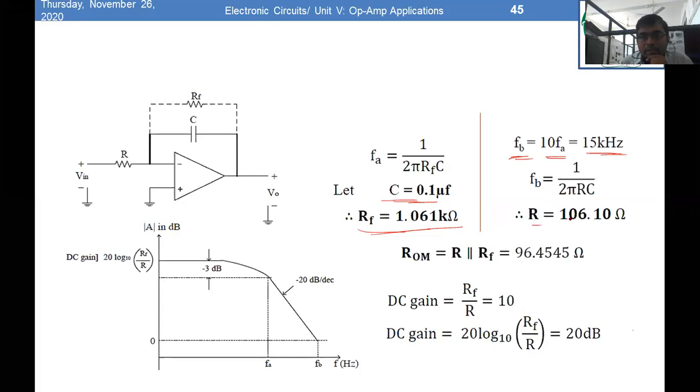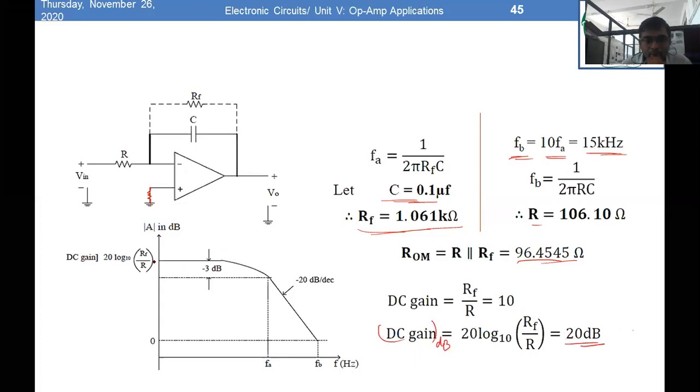So it is 106.1 ohm. And R ohm is the resistor that is used in the non-inverting terminal. R plus RF, that is 96 ohm. That is a very small value. You can neglect it also. So DC gain is 10. In decibels, the value of DC gain is 20 dB.